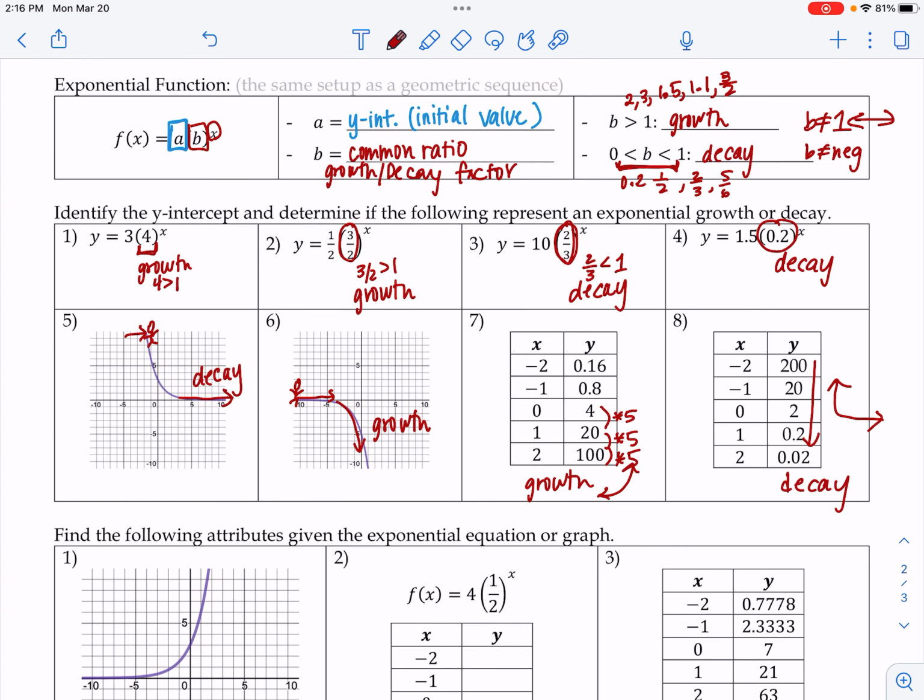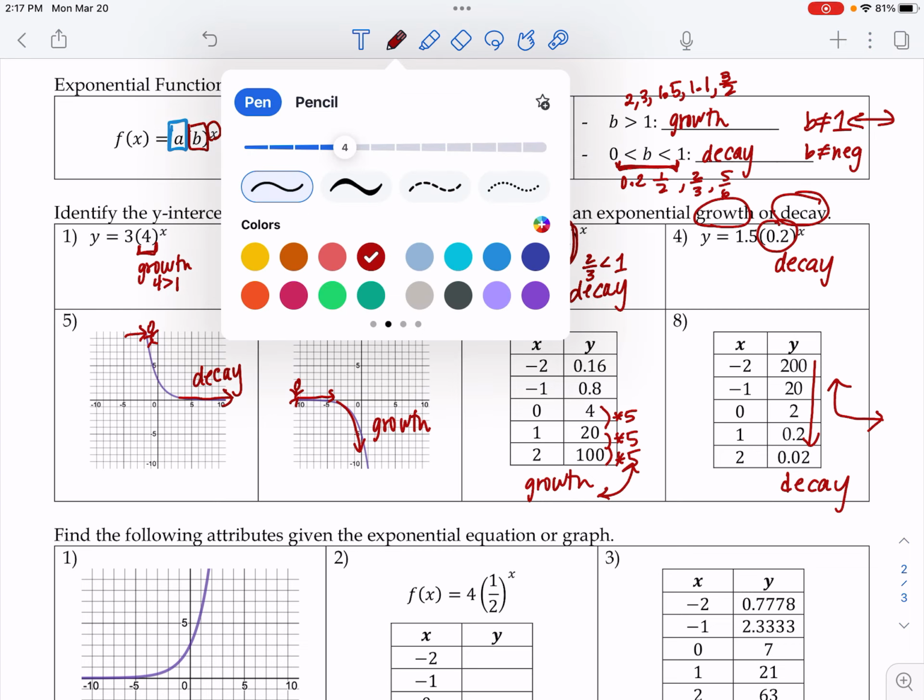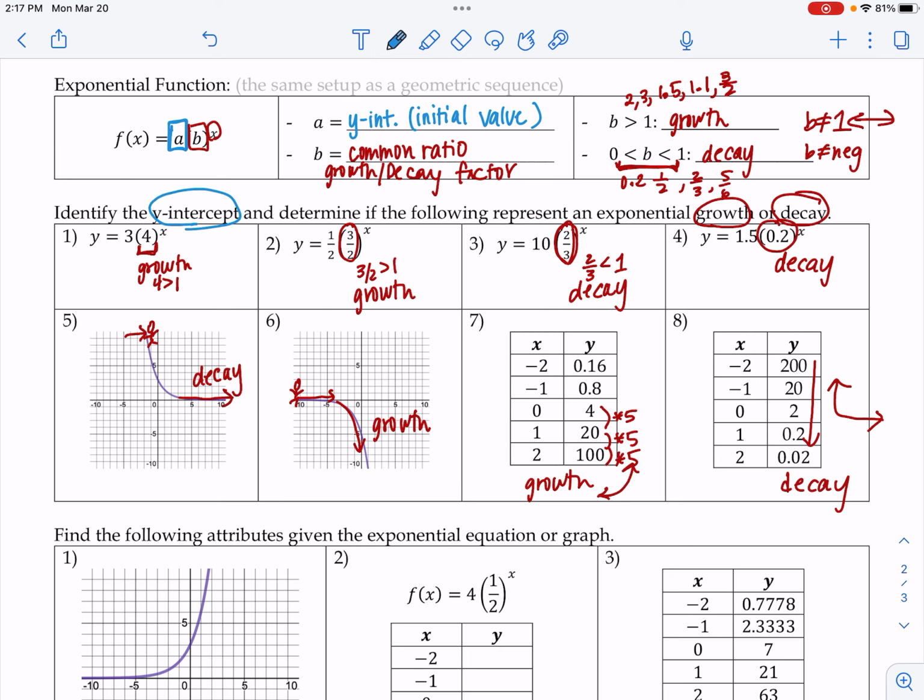Okay, and so it says identify the y-intercept and determine if it represents exponential growth or exponential decay. We just did that. The other part we haven't done is the y-intercept. So in this case, the y-intercept is 3. In this case, the y-intercept is 1/2. In this case, the y-intercept is 10. Sometimes they just say the value.